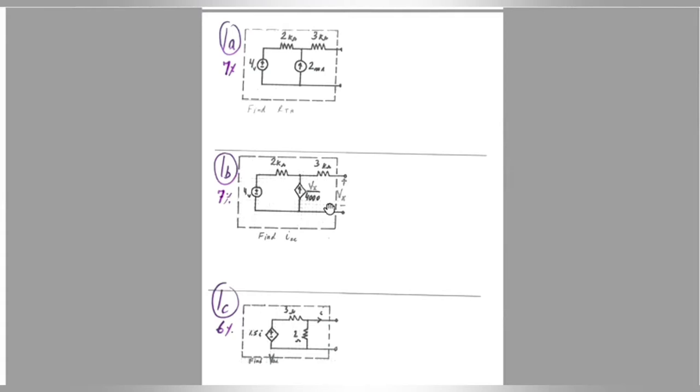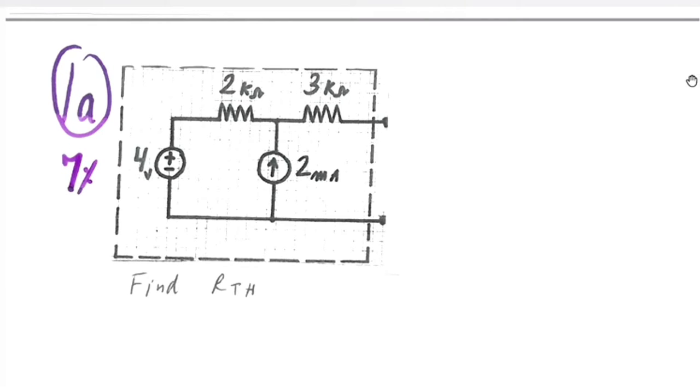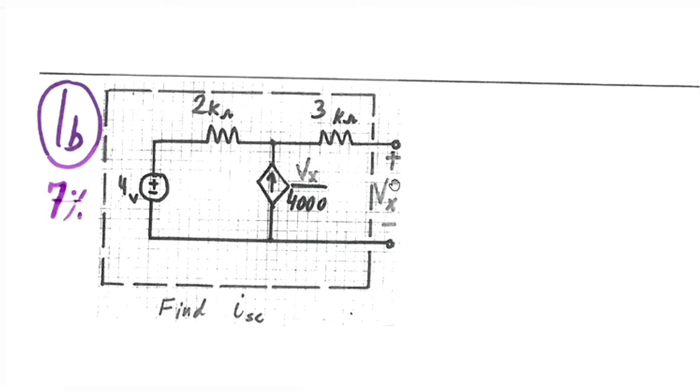1b, what is ISC? You short this one. If you short this one, Vx becomes 0, so this disappears. So the R Thevenin is 2 plus 3 because this is open, this is short. That's how you get it. For 1b, to find I short circuit, if you short Vx, Vx becomes 0, so this becomes 0 also. You can ignore that. And you get 4 volts, and ISC is 4 volts divided by 5, which is 0.8. Clear?